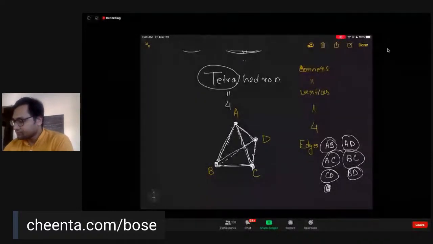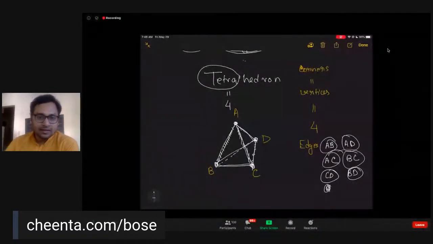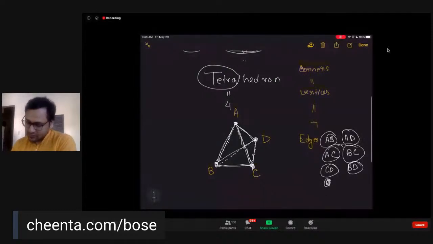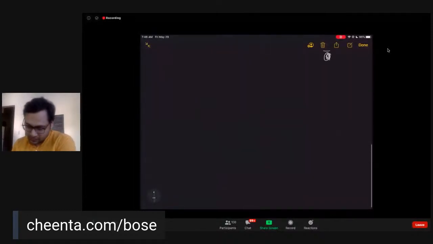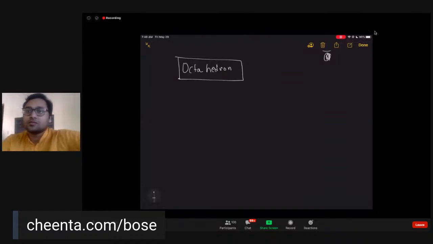Now, let's move on to the next Platonic solid. So, the next one is even better. So, this one is known as the octahedron. This is so beautiful. This particular solid is so beautiful.